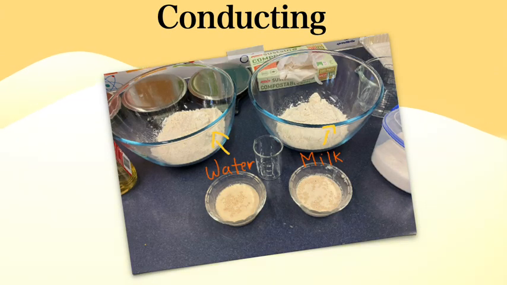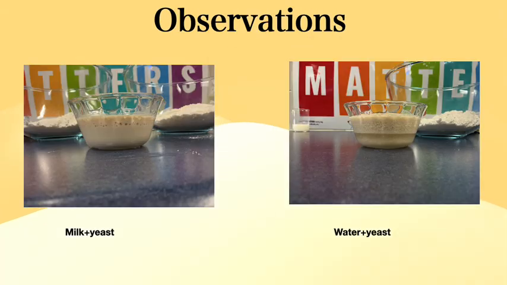Our investigation was conducted by making 2 batches of bread, both made with the same ingredients, but we changed the yeast mixture. We did this by adding milk or water. Once we baked the bread, we checked for changes in the milk bread and the water bread.